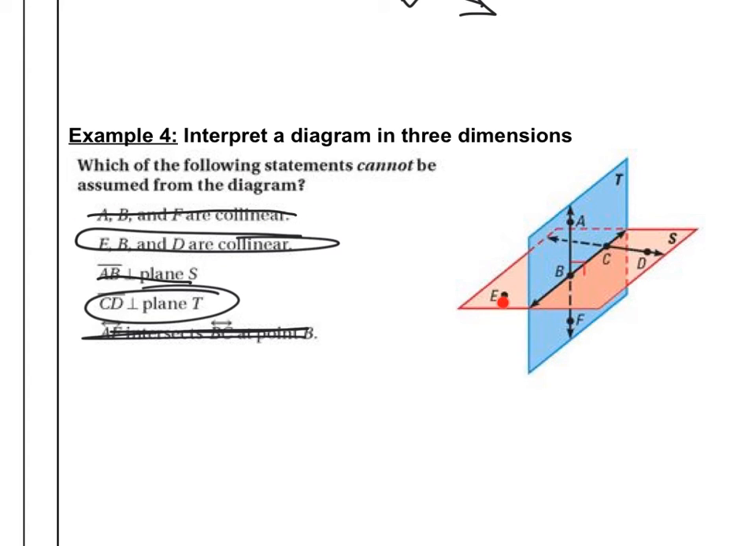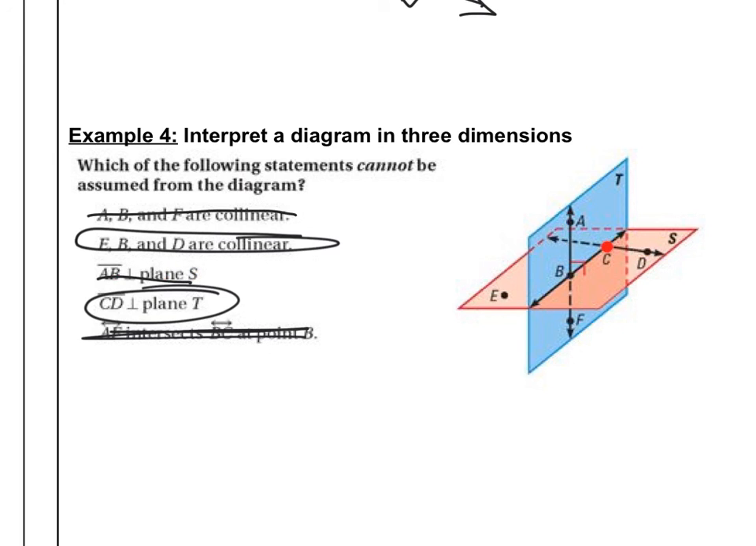It says next that E, B, and D are collinear. We cannot assume that, even though it looks like there's a straight line going through them. If there is no line showing that, then that's an assumption we can't make. Next one, line segment AB is perpendicular to plane S. We have AB, and we have a perpendicular sign there, so it's showing that this is perpendicular to plane S. So again, something that we can assume, so not an answer to our question.